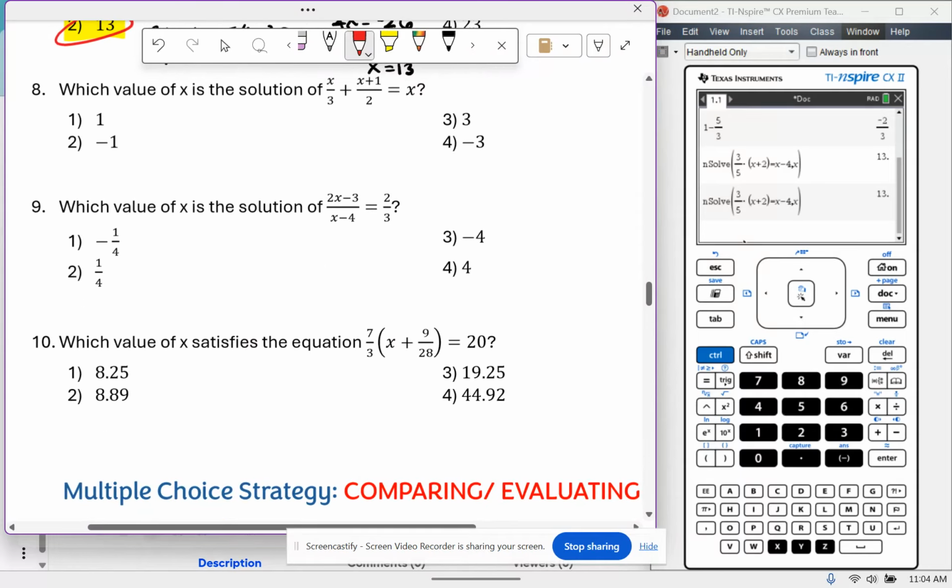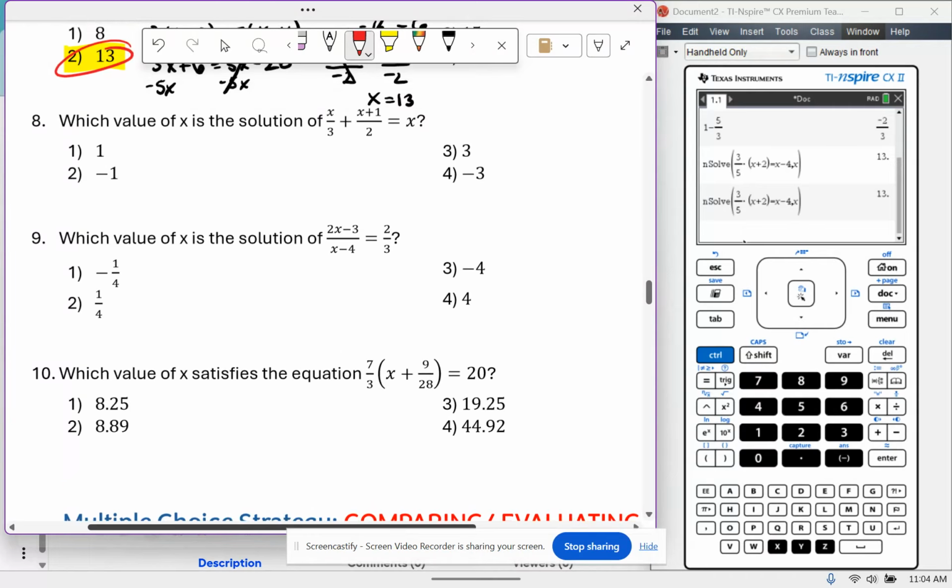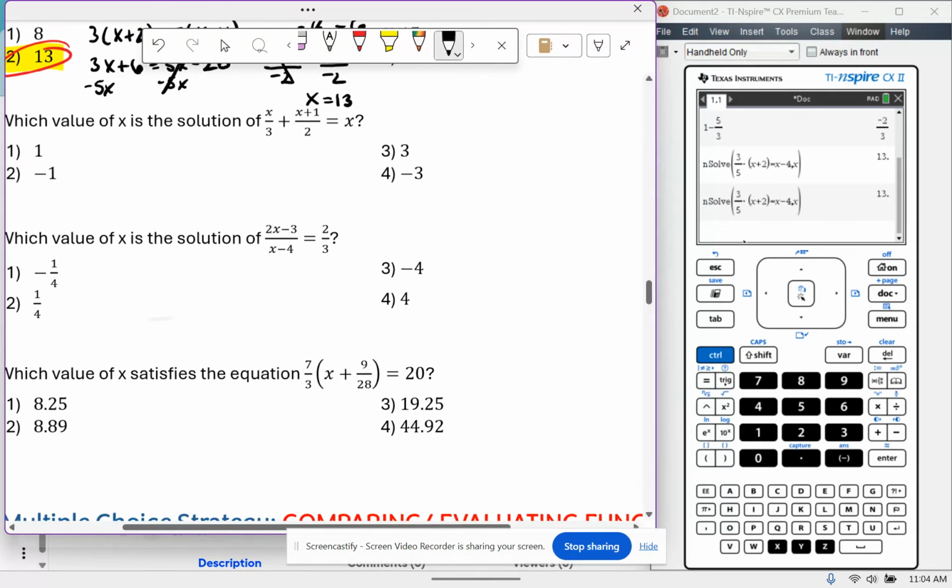So 8. Which value of x is the solution of x over 3 plus x plus 1 over 2 equals x? Gee, there are quite a few x's in here. Let's try to get a common denominator and see what's going on.